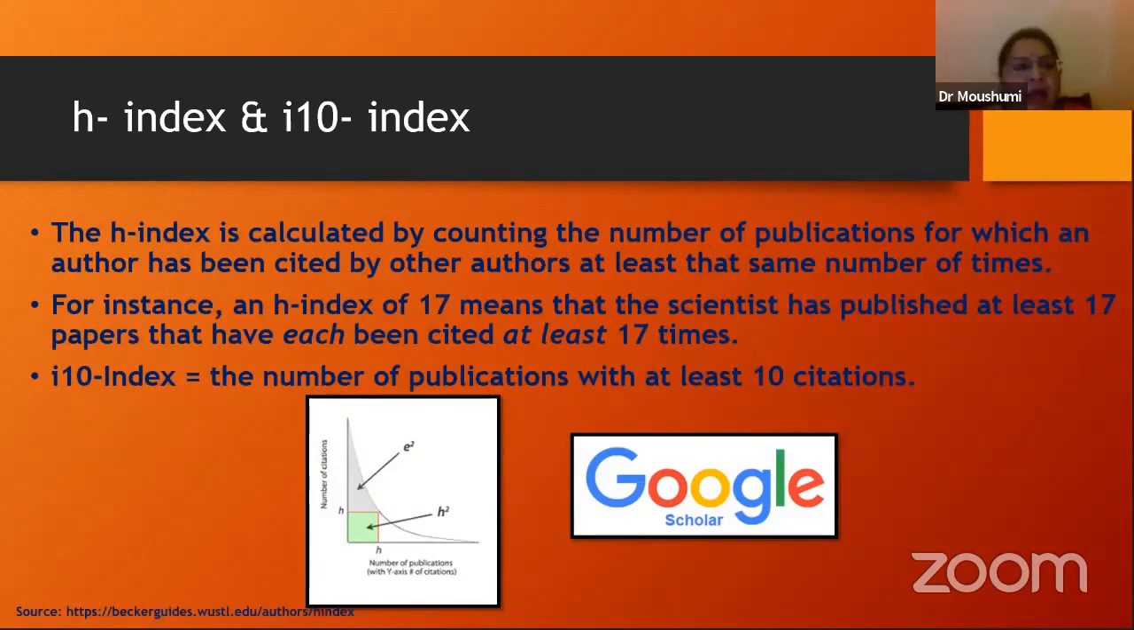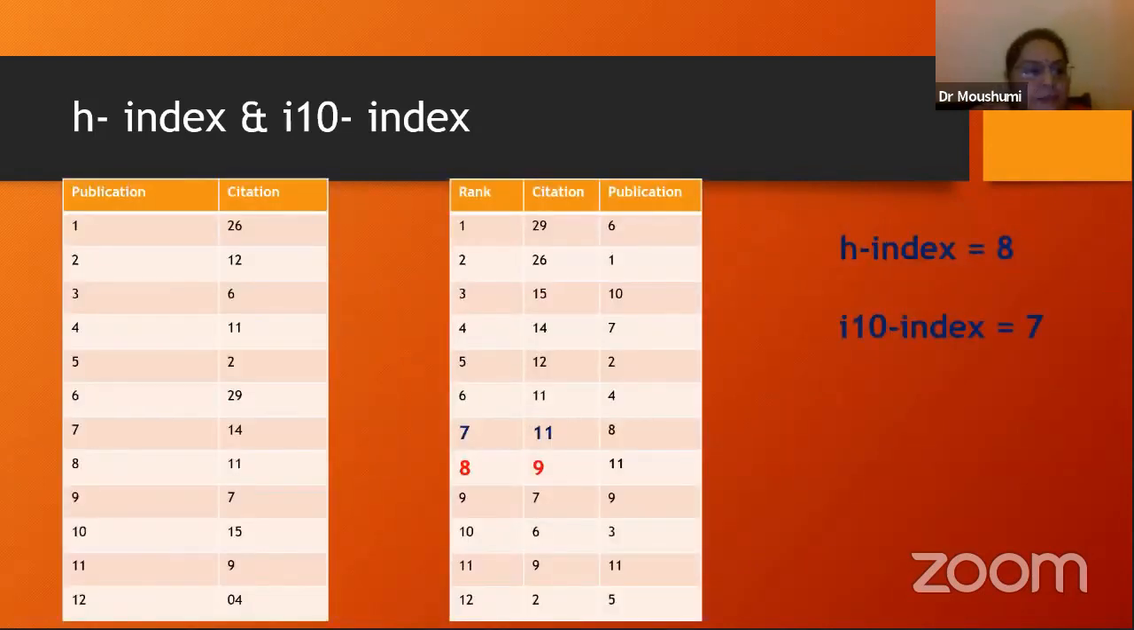Let us find out. Very, very simple. H index and I-10 index are very simple to calculate. For example, I have 12 publications. First publication has been cited 26 times, second 12 times, third 6 times, and so on and so forth. Now, how do I calculate the H index and how do I calculate the I-10 index? First of all, I add one more column to it and I put a rank. 12 articles, I put 12 ranks.